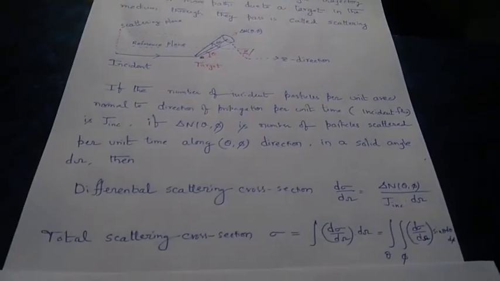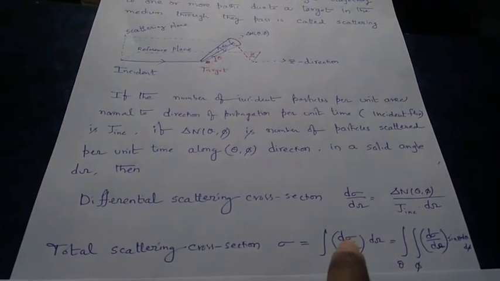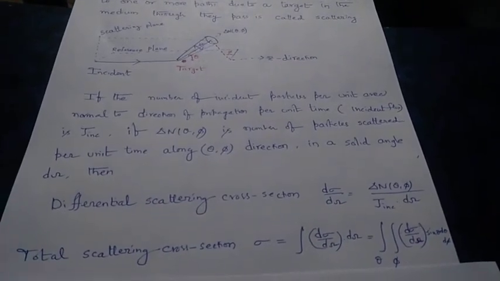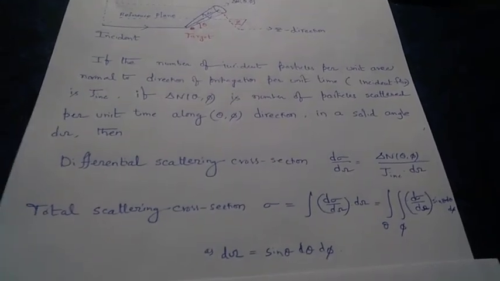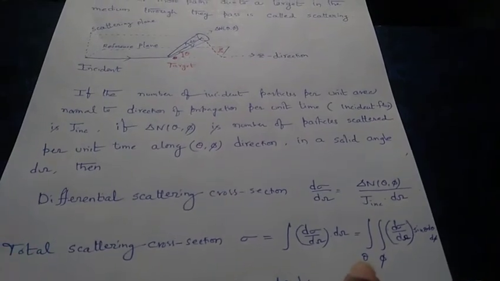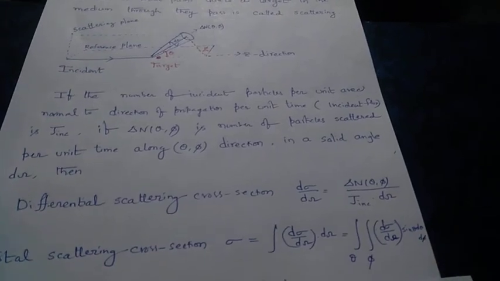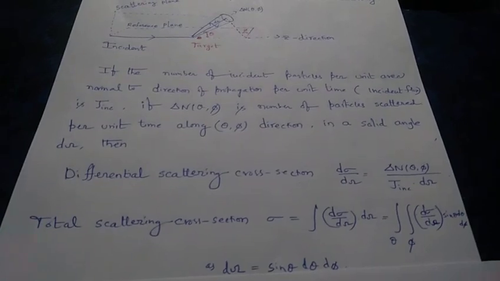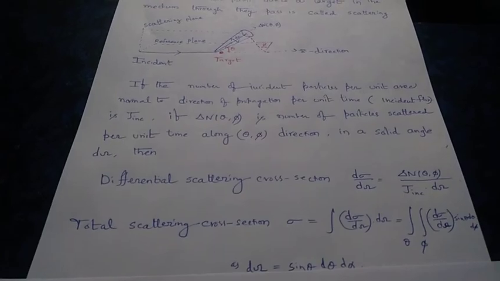And then the total scattering cross section is just the integration of this DSC over all solid angles d omega. Since in spherical polar coordinates d omega is equal to sine theta d theta d phi, we can write this integral as a double integral over both theta and phi, with sine theta d theta d phi. So we get sigma by doing these integrals like this. So this is our total scattering cross section, and that's it in this video, and thanks for watching.